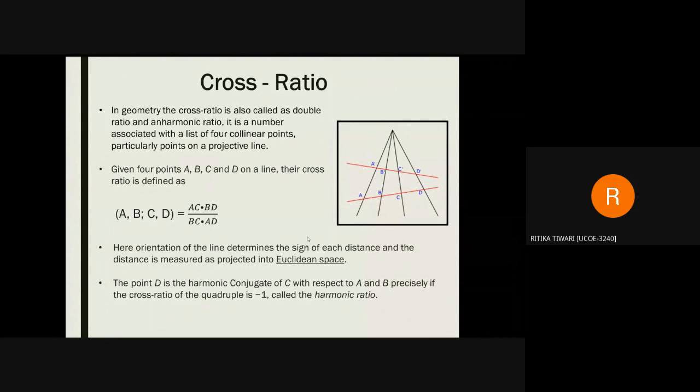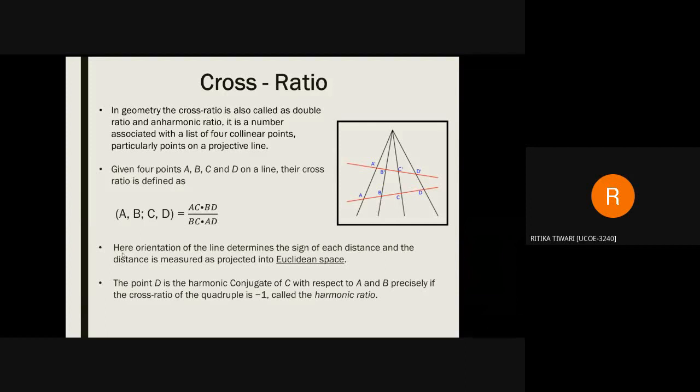So let's get a basic idea about what cross ratio is. It is a part in geometry which is also called double ratio and anharmonic ratio. It is a number associated with a list of 4 collinear points, that is, basically on a projective line. In the diagram given beside, there are 4 points A, B, C, and D. And the cross ratio is defined as (A,B;C,D) equal to segment AC into segment BD upon segment BC into segment AD.